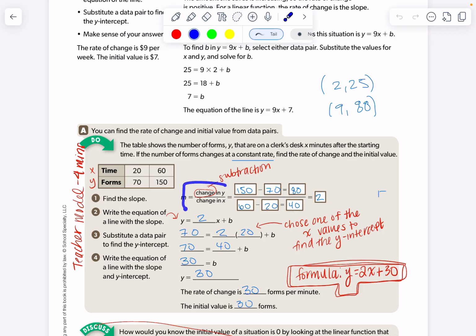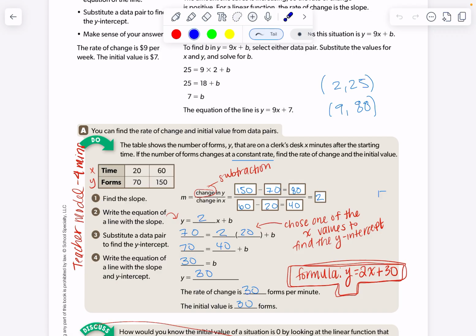The slope formula is change in y divided by change in x. So I need to do 80 divided by 40. That gives me a slope of 2. Now that I know that my slope is 2, I can plug in. Remember the other formula we're working with is y equals mx plus b. My m is what I just found to be 2. So instead of y equals mx plus b, now I'm working with y equals 2x plus b.